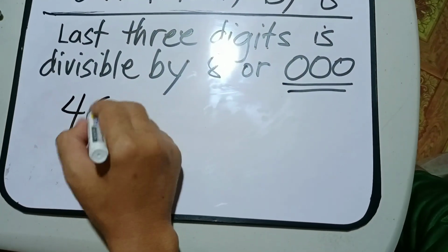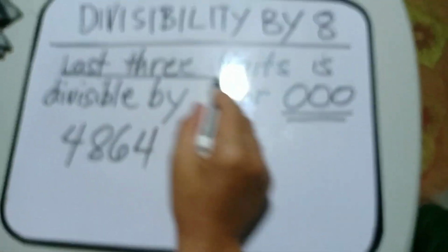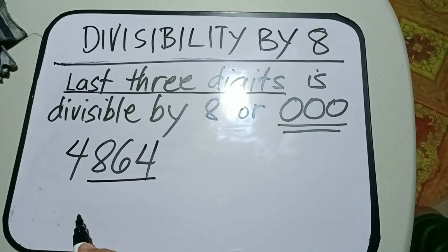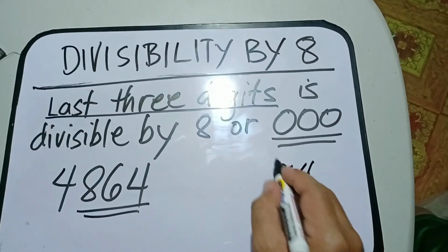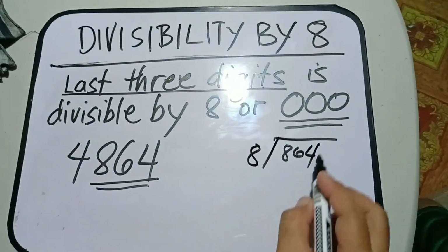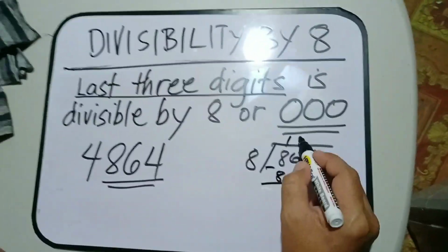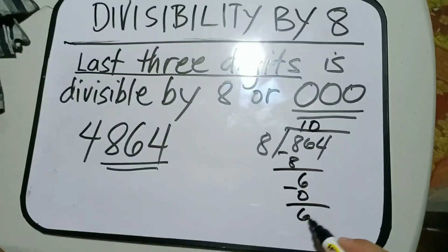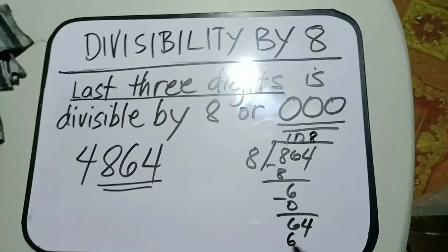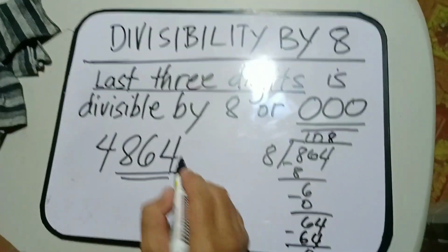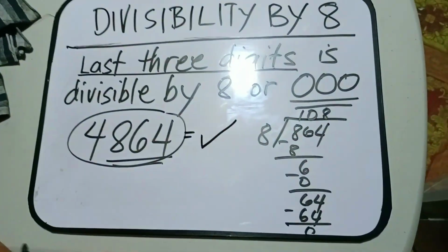Let's say you have 4,864. So, titingnan natin, sabi, last 3 digits. Okay, last 3 digits, 864. Divisible ba siya by 4? By 8, sorry. Divisible ba siya by 8? So, 8 divided by 8, 1. 8. Bring down 6, 0. Bring down 4. 64 divided by 8, that is 8. 64 and 0. So, that means si 4,864 is divisible by 8.